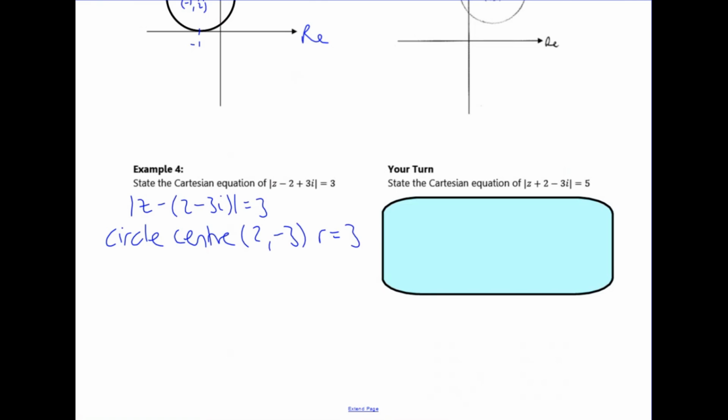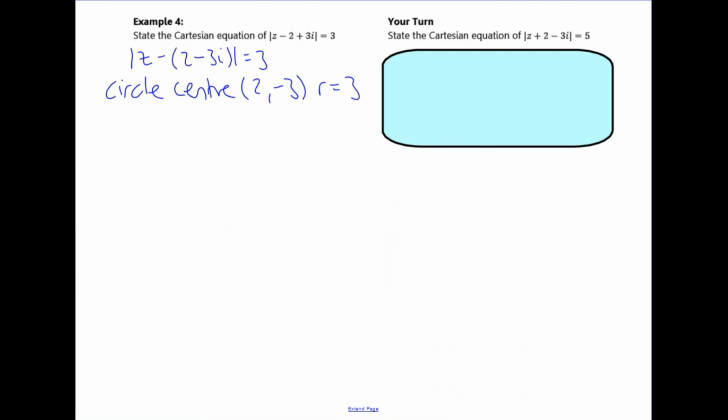Careful with that, because in Cartesian form it's usually r², but that 3 is just equal to the radius. Using this information, we can put it into Cartesian form. So our equation is (x - 2)² + (y + 3)² = r², which is 9. Have a go at the u-try, and again, I'll pop the answer in a second.